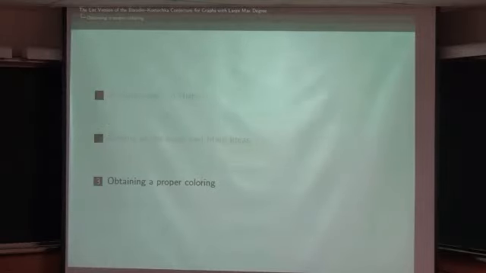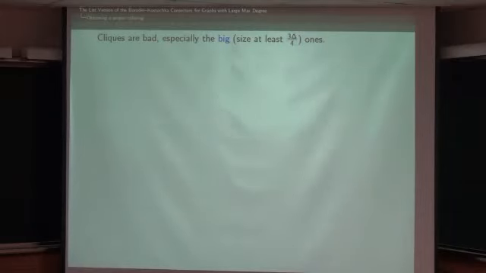So now let's try to obtain this proper coloring. Let's see. What are bad when you're trying to color a graph? The things that are bad when you're trying to color a graph are these cliques. The complete graphs are very bad because they're very dense and they restrict each other. So what we try to do is we analyze these cliques.